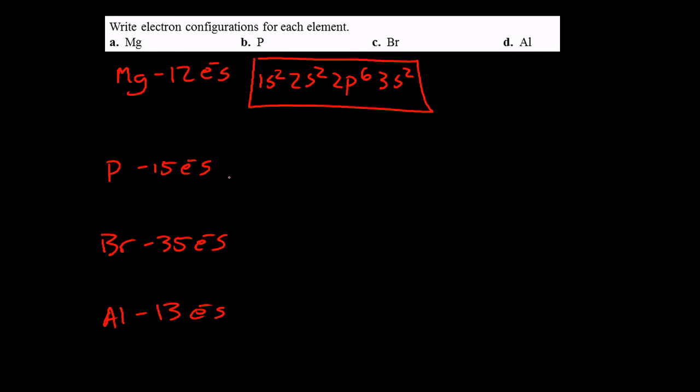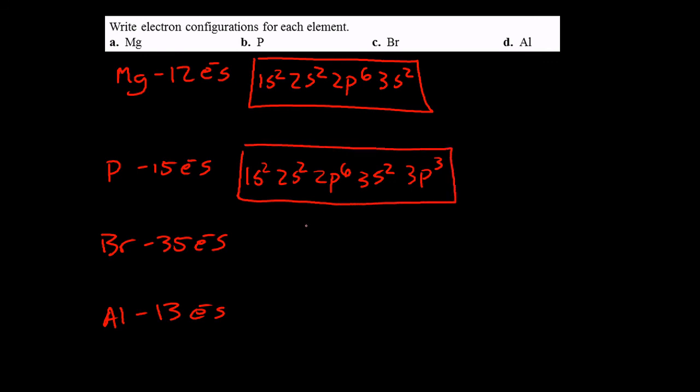For phosphorus, we only have 3 more, so it's going to be fairly similar to this one. So it'll be 1s2, 2s2, 2p6, 3s2, so that gets us to 12. We have 3 more to put in. After the 3s, we have 3p. It can hold 6 electrons, but we don't have 6 to give. We only have 3. So it's going to be 3p3. So that is phosphorus.